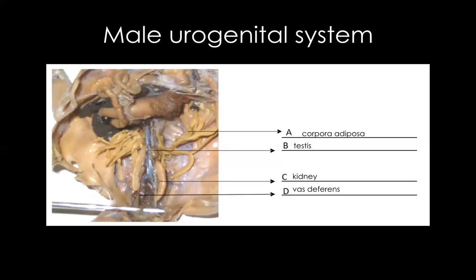Now, anterior to the testes would be a Bidder's organ. So it's obscured in this image, but this is a grayish mass of tissue that represents the rudimentary ovary. So basically, if you remove the testes of the toad, the Bidder's organ would basically become a functional ovary, and the toad would transition from being male to female.